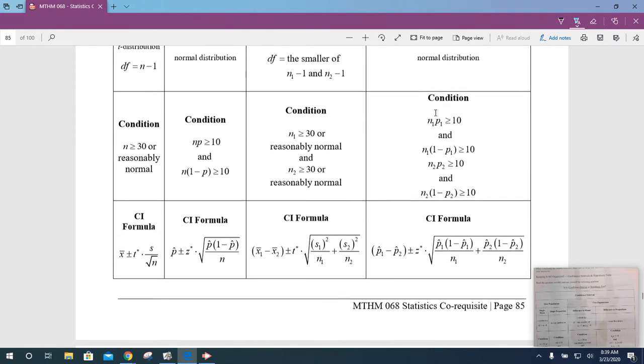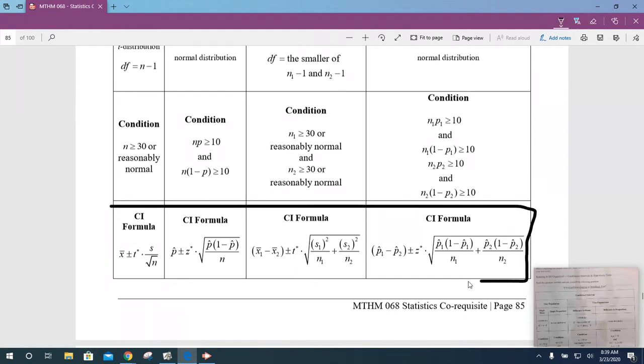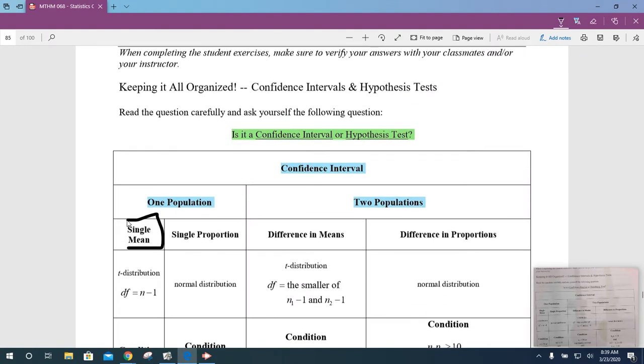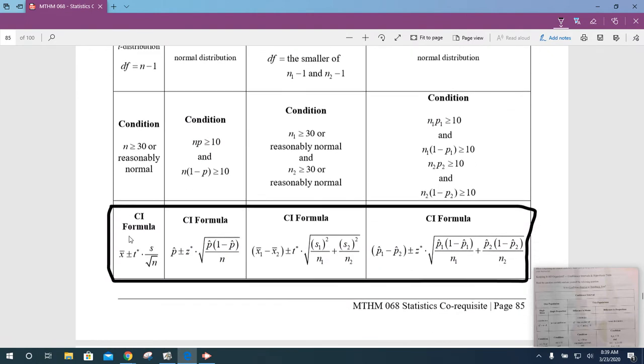And ultimately, at the end of the day, what we're looking to get down to is the formulas. And these formulas are down here for confidence interval levels. And each one of them goes with a different example. Like, for instance, a single mean would be right here. And a CI for a single proportion would be right here. And a CI for a difference in means would be right here. And a CI for a difference in proportions would be right here.